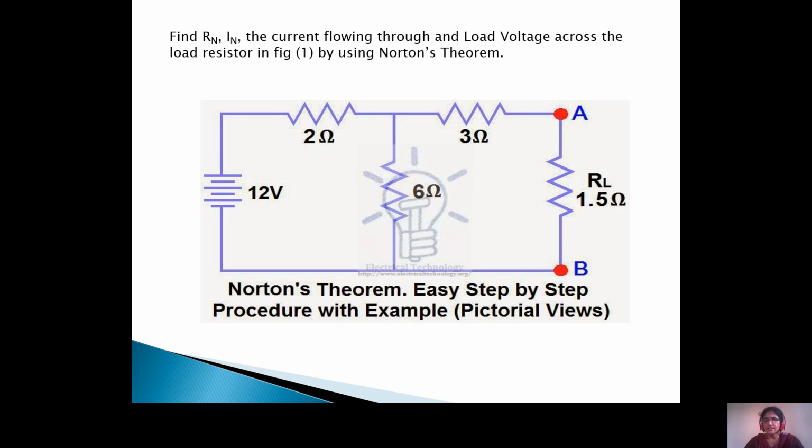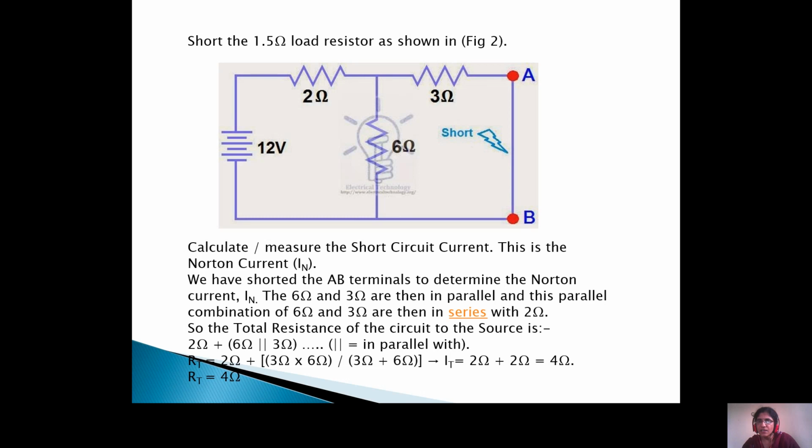So I take a simple problem to find the Norton's equivalent. Find Rn, IN and the current flowing through and voltage across the load resistor using Norton's. I want to find IN and Rn, and also the current across AB, the load resistance of 1.5 ohms. For this, what do we do first? When I want to find IN, first I short it where it is required. So calculate the short circuit current.